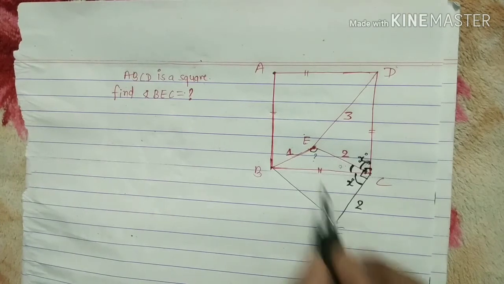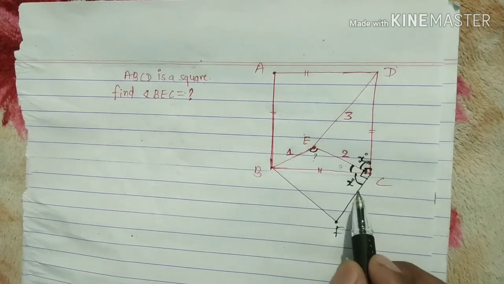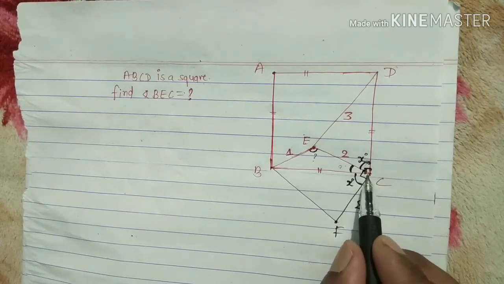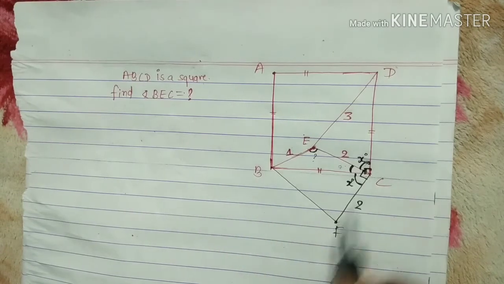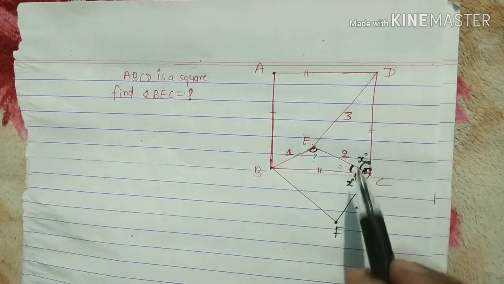Now we have to find this angle, so to find it we will show that these two triangles are congruent: triangle BCF and triangle CED. These two triangles are congruent here.